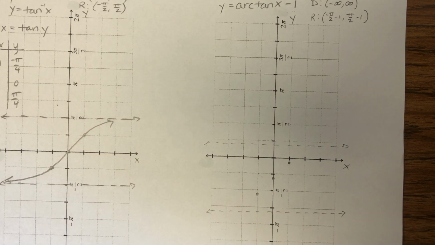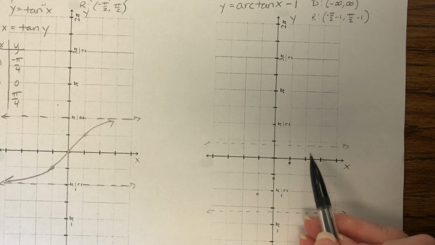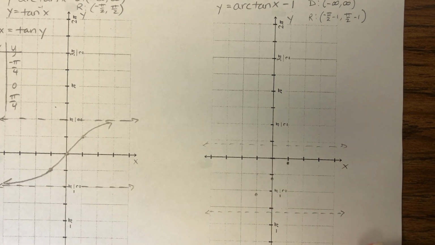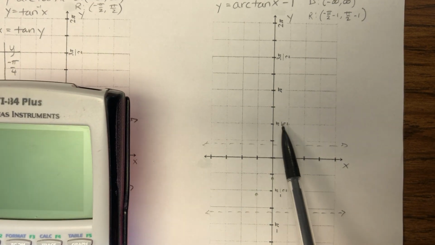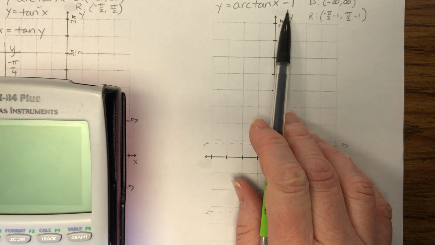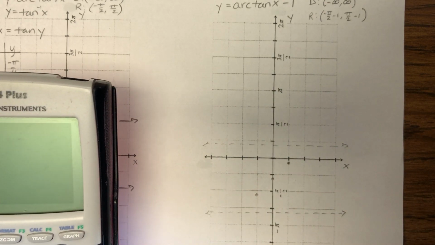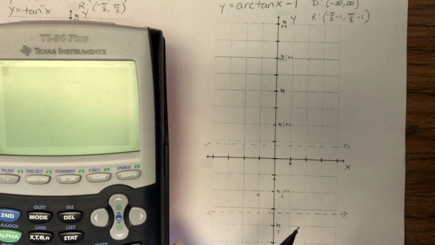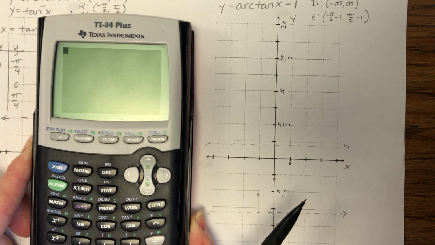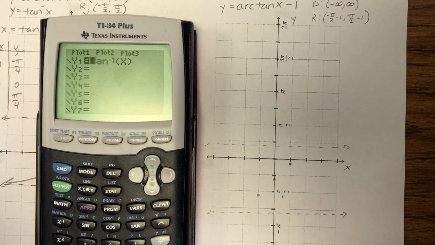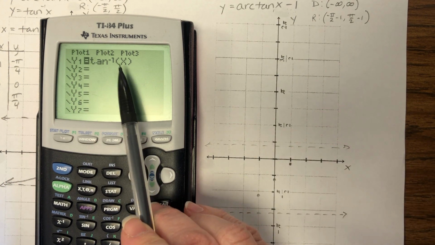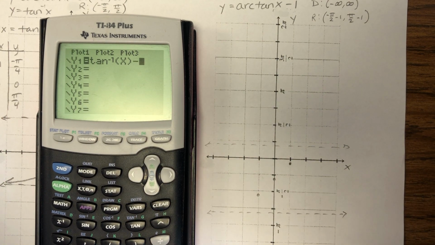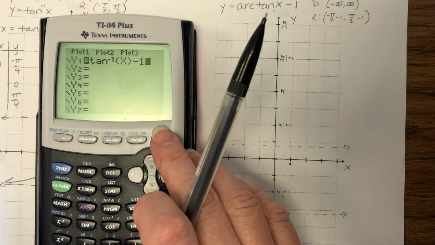Now, where can I go from here? This would be a good graph to put on the calculator to double check those points. Now again, the problem is everything here I've got written in radians, and this is not, and the calculator's not going to give me radians. But I can take a quick peek at my graph. So I'm going to do the inverse tangent of x. Now this is not in the parentheses, so then I have to do minus 1.